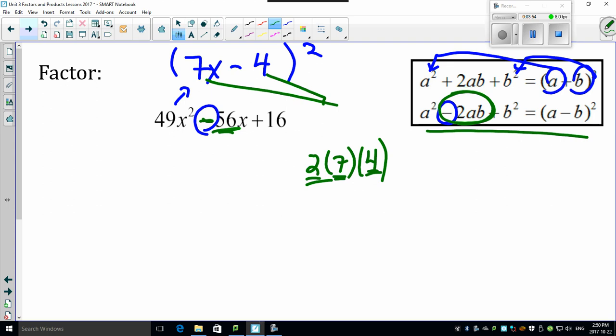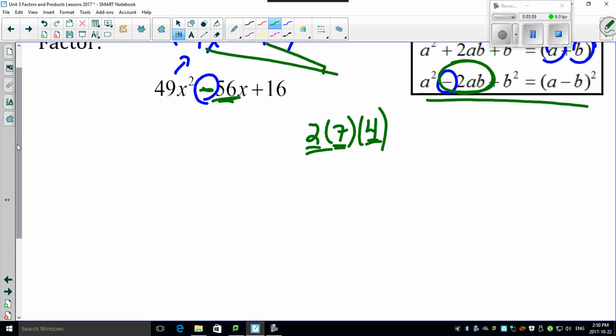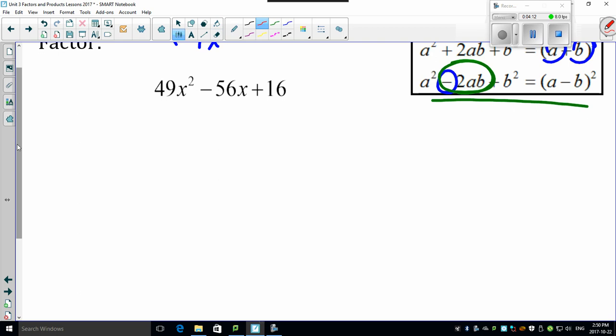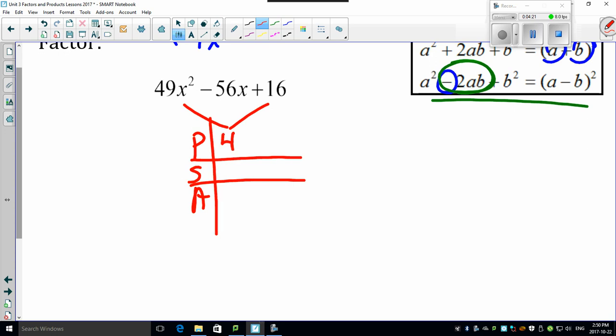Now, let's say you can't see the pattern. Let's say you look at this and go, oh my goodness, I don't know what to do here. Well, guess what? Just rely on your old standard. You know this is PSA 2. Let's go PSA 2 this. But you're going to get just really crazy numbers right away, which is hilarious. Watch this. You know that this is going to be a 49 times a 16, and that's going to add up to minus 56.